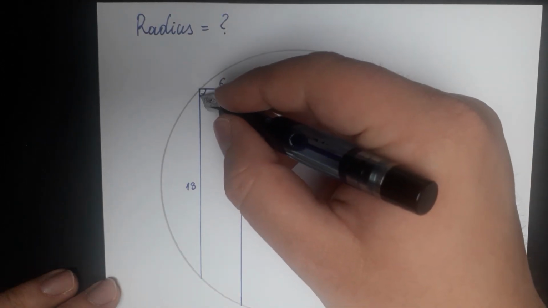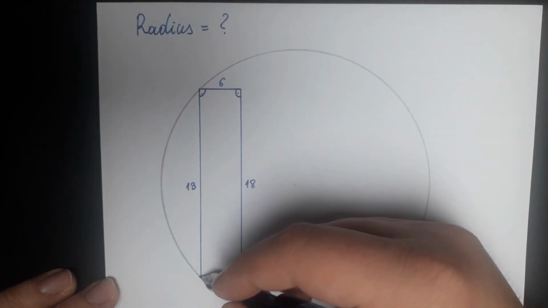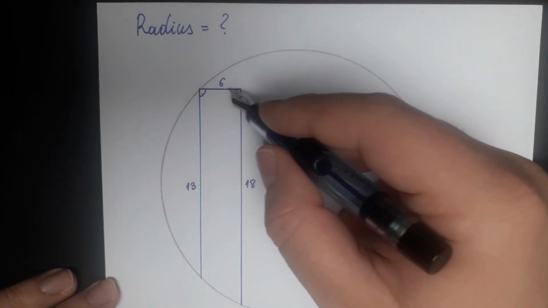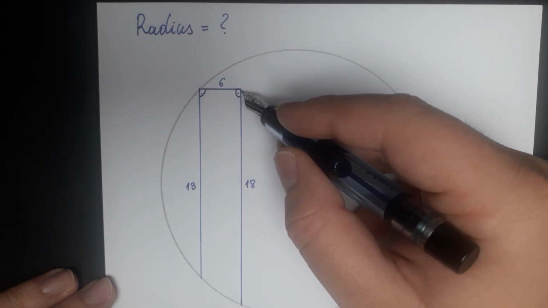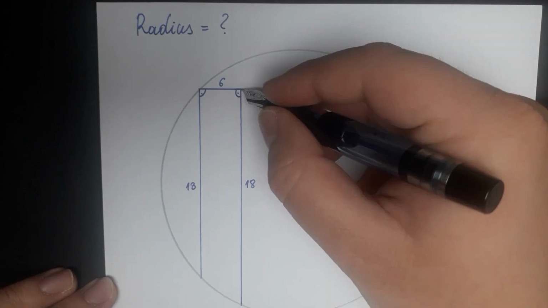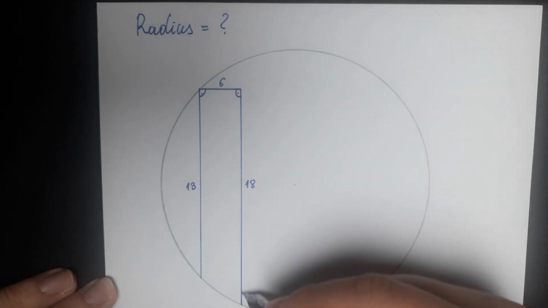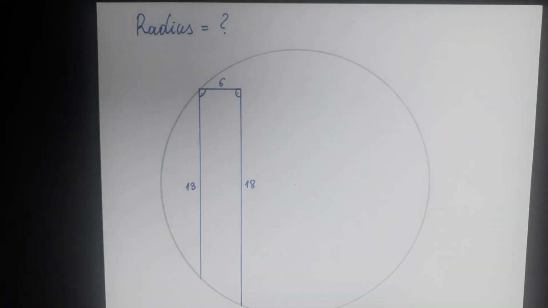We are given a circle with this chord of the length of 13. Then there is this line perpendicular to it with the length of 6. And then we have another line which is perpendicular to it and it has the length of 18. We have to find the radius of this circle.